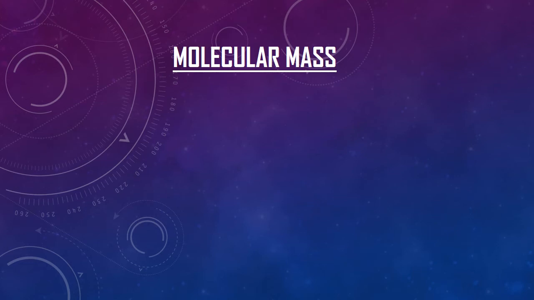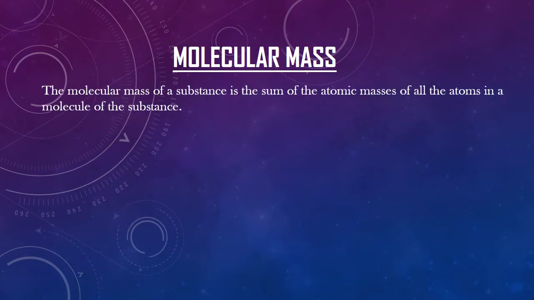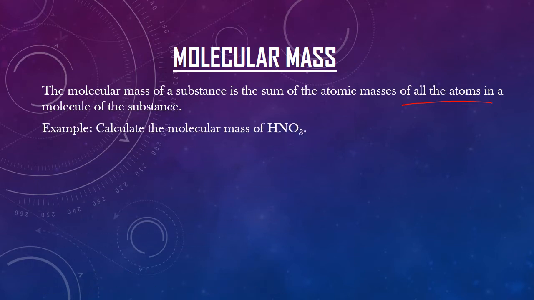In this video, we are learning about molecular mass. Molecular mass of a substance is the sum of atomic masses of all the atoms in a molecule of the substance. So we need to make sure we take all the atoms into consideration. So we just need to add up the atomic masses. We get the molecular mass for one molecule.